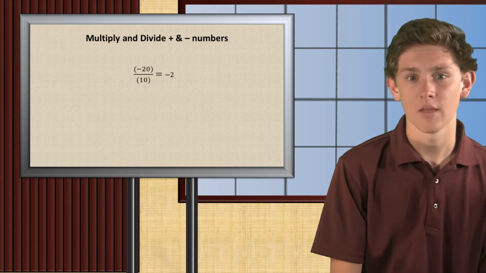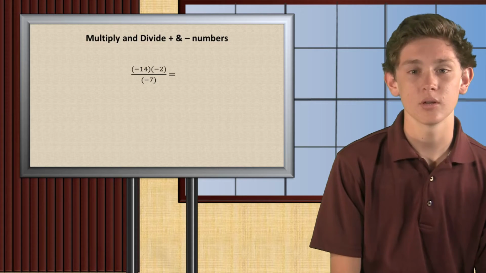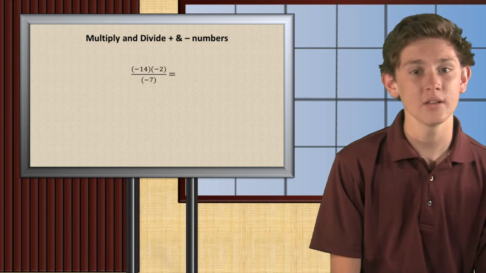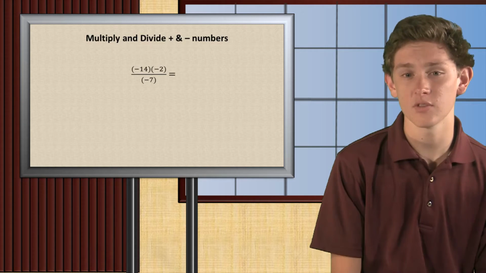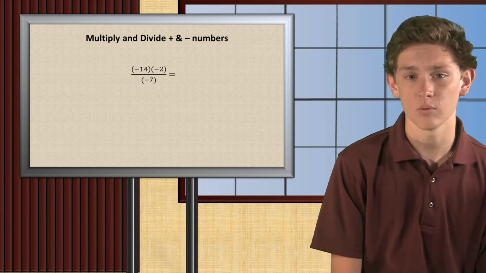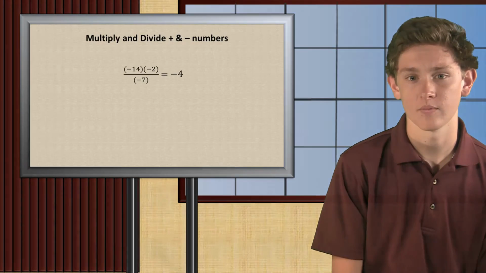Next problem. -14 times -2 divided by -7. Because there are 3 negative signs in the multiplication and division, the answer is going to be negative. Since 14 times 2 equals 28, 28 divided by 7 equals 4, the answer is going to be -4.